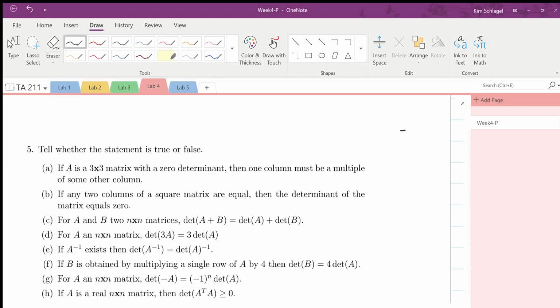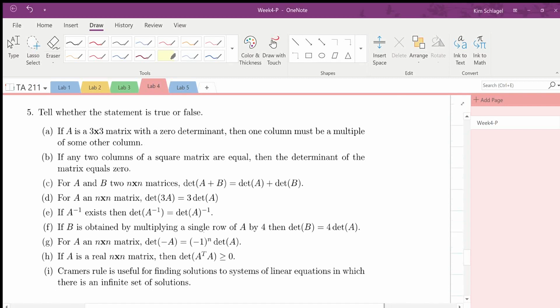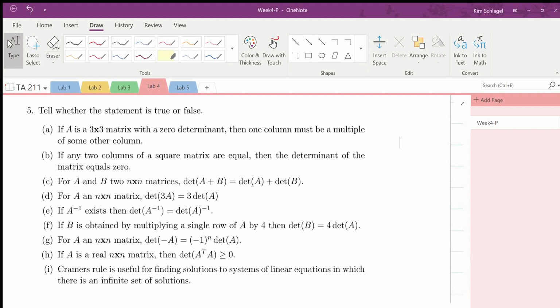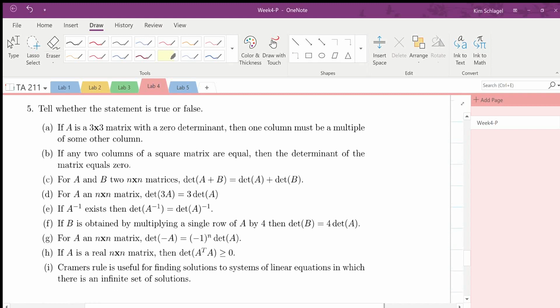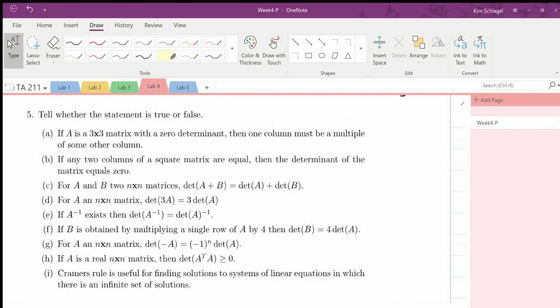Okay, so this question here gives us a whole bunch of statements, and these statements are regarding determinants, and we have to figure out whether they are true or they're false. So the way we're going to go about doing this is we're going to try to either prove that it's true or to find a counterexample to show that the statement is false. So we're actually going to start with the whole counterexample thing on the first part of this.